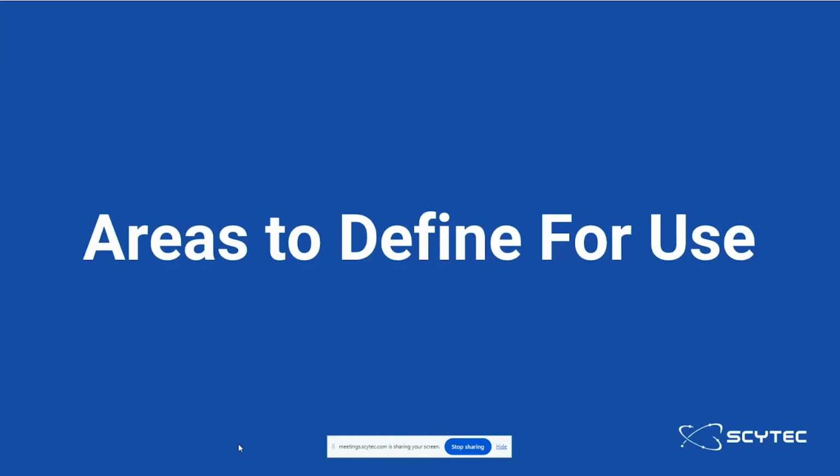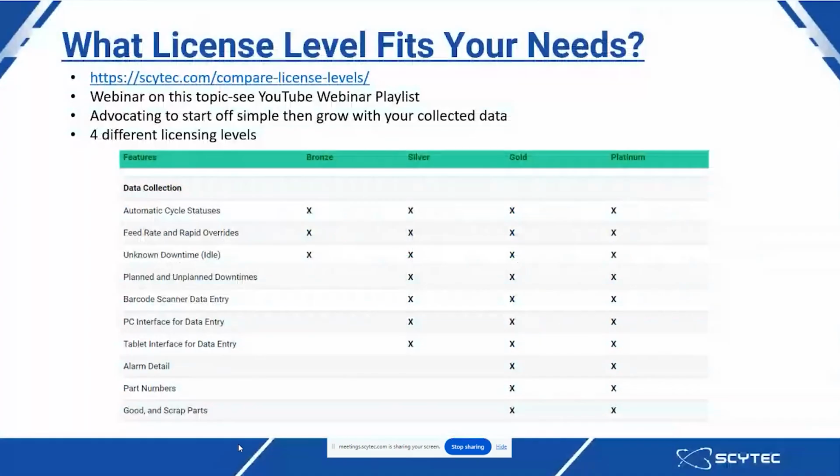Next, I would like to describe some of the areas to define for proper data exchange use and some decisions that you'll have to make to get the most out of your machine monitoring experience. Now, Scytec DataXchange offers 3 main licensing levels, as well as a 4th platinum level. At Scytec, we advocate starting on the lower side with the bronze offering, which tracks things such as automatic cycle statuses, feed rate and rapid overrides, as well as unknown downtime.